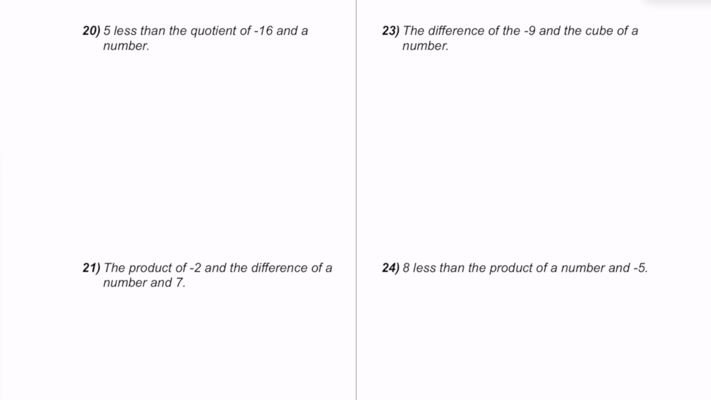All right, number 20, we have 5 less than the quotient of -16 and a number. So if we have 5 less than something, we're going to be taking away 5 from something, right? We're taking away 5 from the quotient. Quotient means division. So we're going to have -16 divided by that number m here. That's our variable, right? So this would be our expression. And you could write it using the division sign too, but I think it's good to practice using a fraction bar.